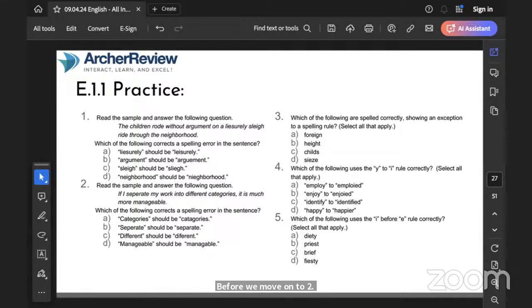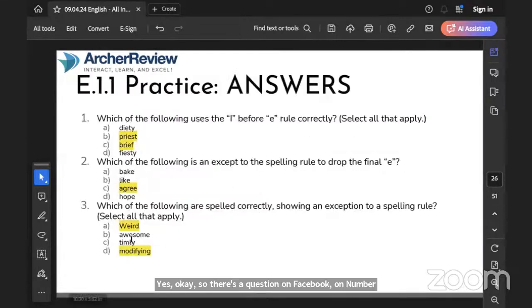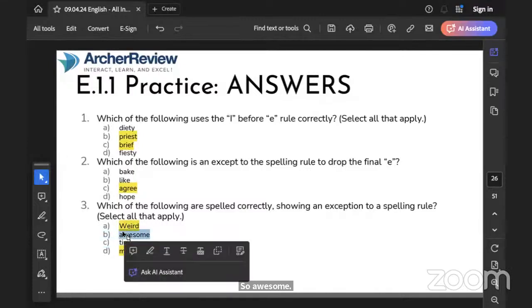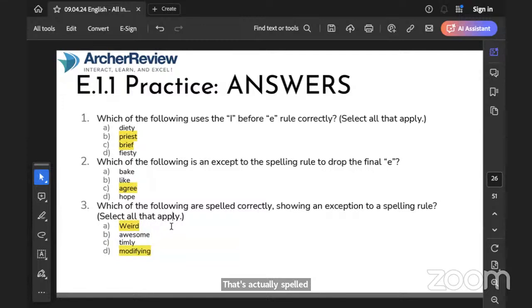Yes? Okay. So there was a question on Facebook. On number 3, is awesome not part of it? So awesome, that's actually spelled correctly. However, it's not an exception to the spelling rule of drop the E, because it's actually following the drop the E rule. You don't drop the E when the suffix that comes onto the end of it starts with a consonant. Remember that?